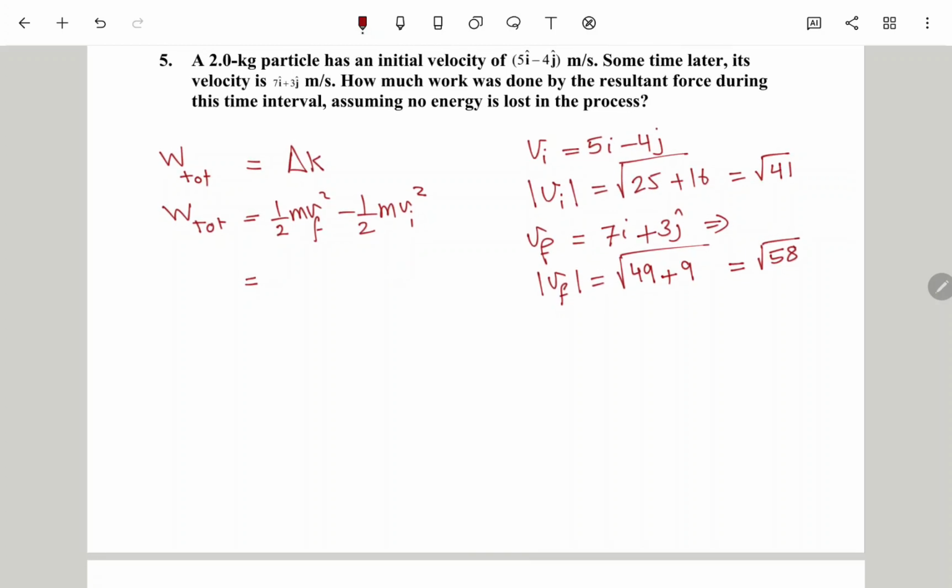In this case, half m, which equals 2, times the square root of 58 squared, minus half 2 times the square root of 41 squared. You substitute, and the total work in this case equals 58 minus 41, or in other words, it's equal to 17 joules.